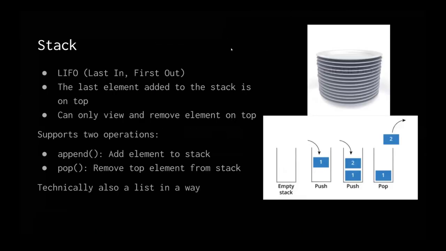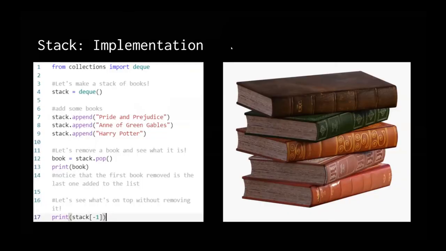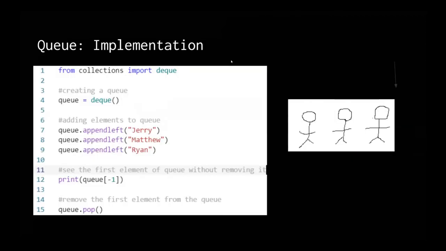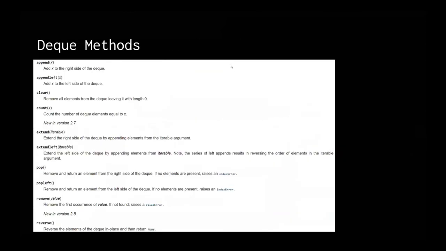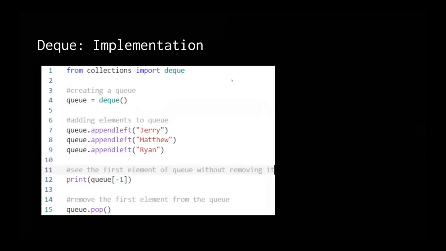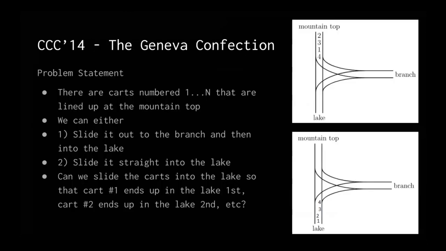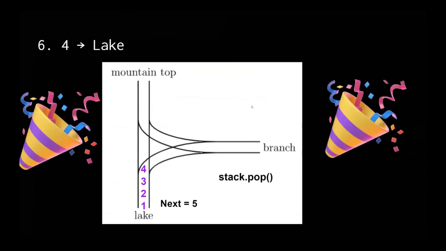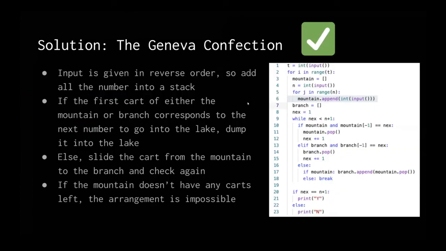All right, so we learned about stacks, and how stacks are LIFO, so last in first out. We talked about queues, which are first in first out, just like an actual queue, like a line. We have double-ended queues, which are a queue and a stack put together. We talked about this question, the Geneva Convention, and how an algorithm we would use it using a stack and a deque. So here's the solution again.